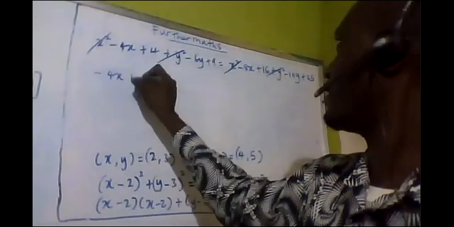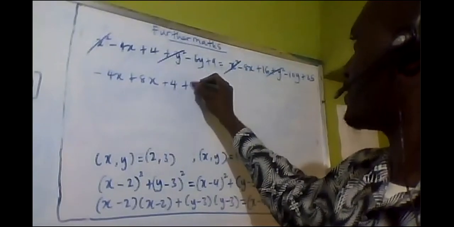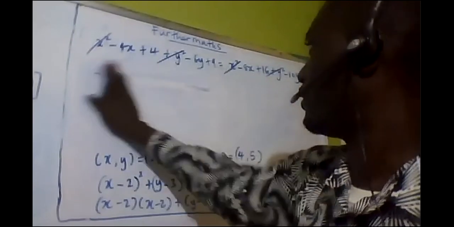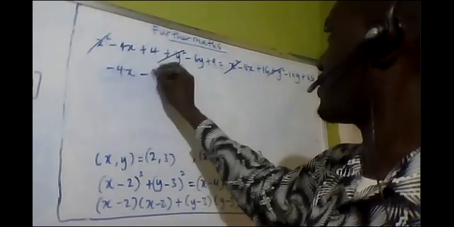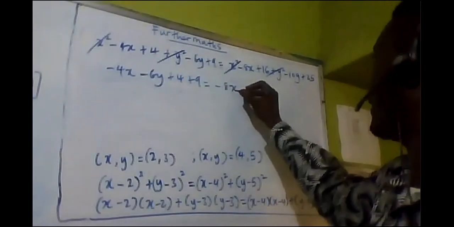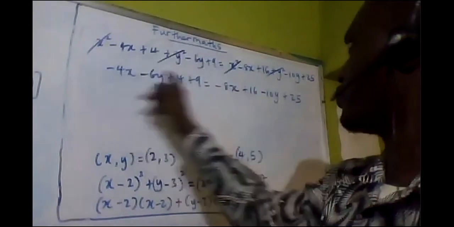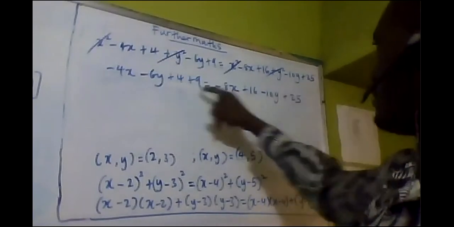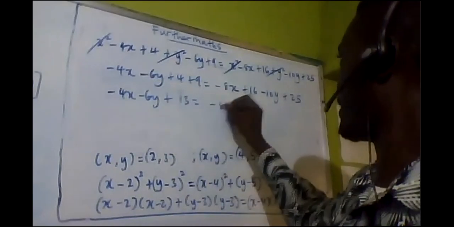Bring this one here. Let's write the one we have first: minus 4x minus 6y plus 4 plus 9 equal to minus 8x plus 16 minus 10y plus 25. So collecting like terms, but before we collect like terms, have we added all that we have here? So I want to add now. Minus 4x minus 6y plus 13, equal to minus 8x minus 10y plus 41.